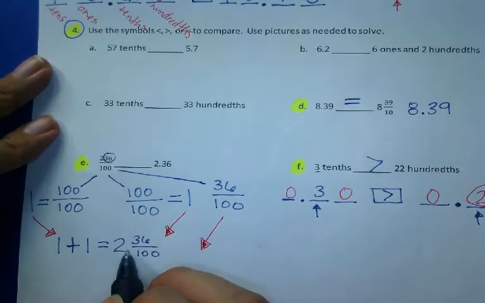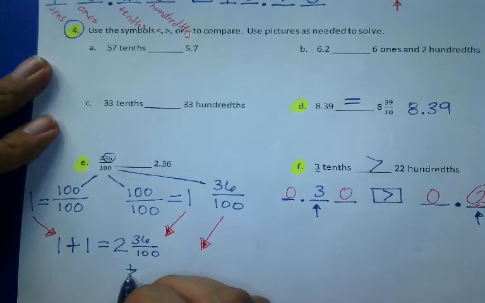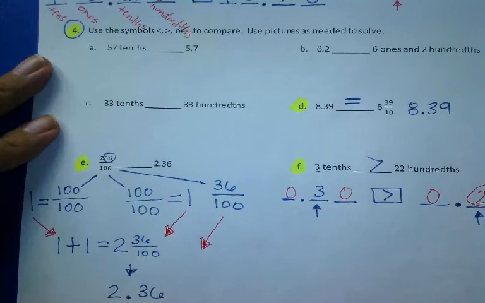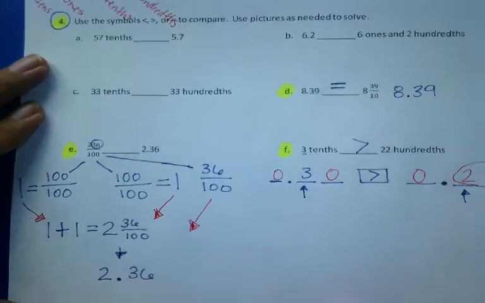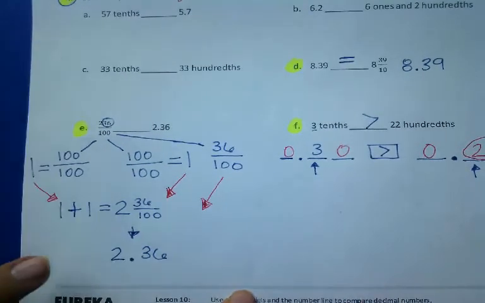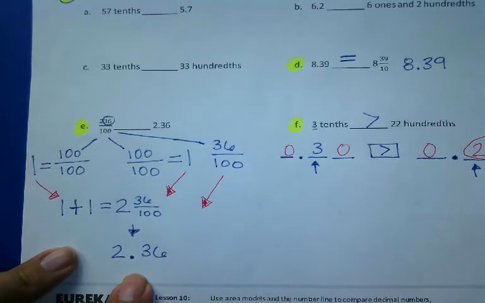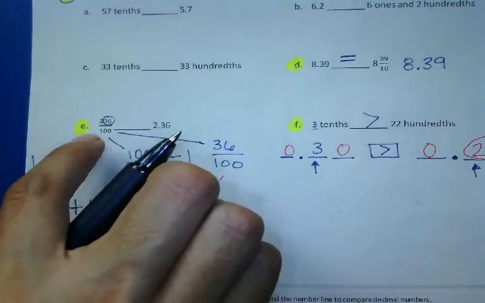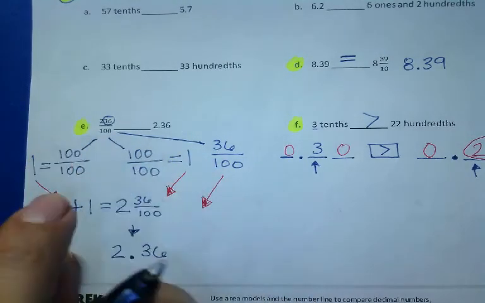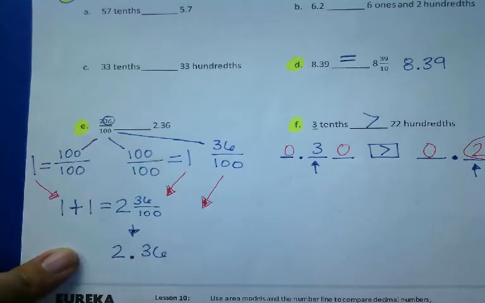So this is my new fraction, but if I want to convert this into decimal form, I could say that I have 2 in the ones, and I have 36 hundredths. At this time, if you want to pause the video and rewatch this portion, you may do so. You have something similar on your problem set. So come back to letter E when you do letter E on your problem set.